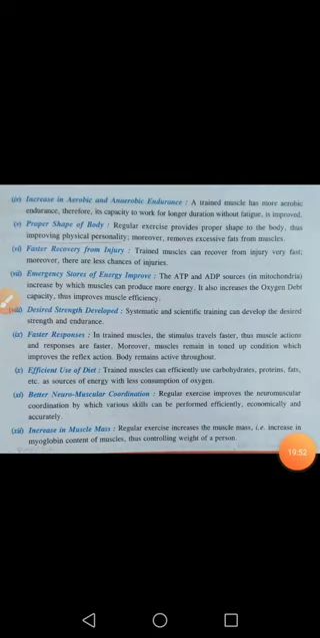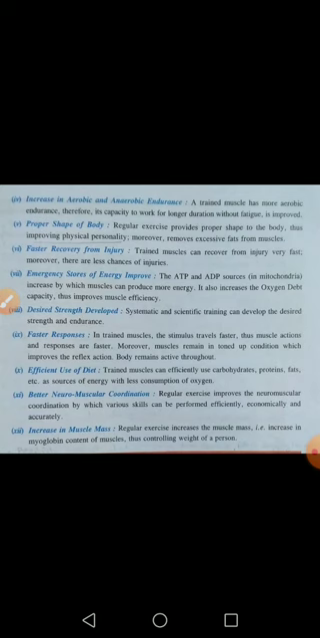Increase in aerobic and anaerobic endurance. A trained muscle has more aerobic endurance. Therefore, its capacity to work for longer duration without fatigue is improved.